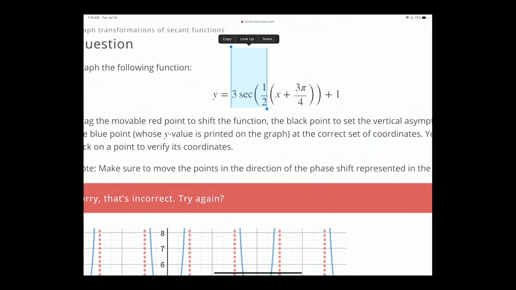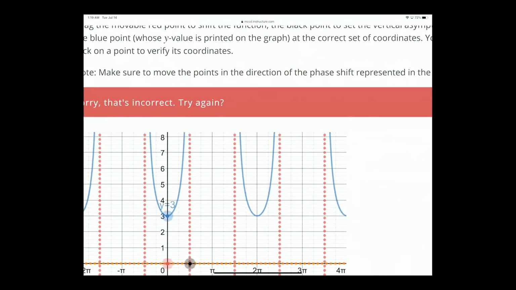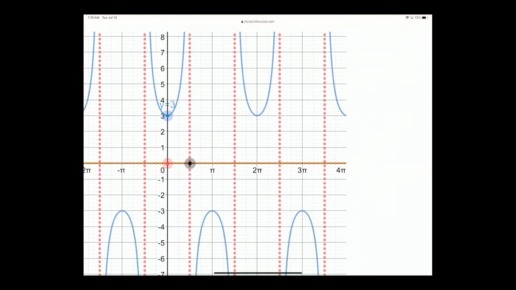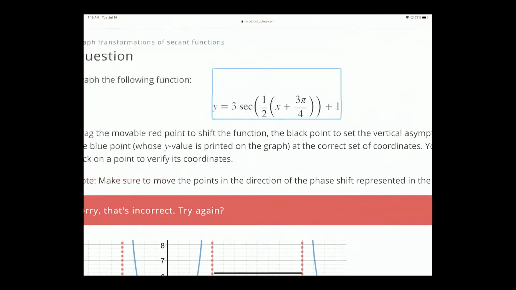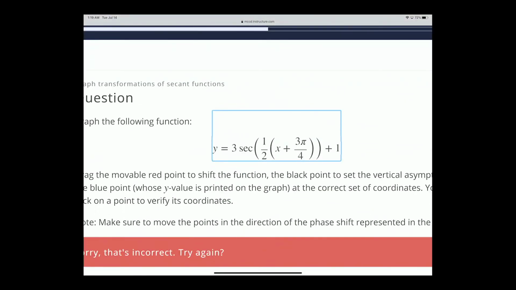What's the 1/2 do? The 1/2 is compression by 1/2, which is actually stretching it by 2. So compression by 1/2 is stretching it by 2. So I need to make it twice as wide. Easiest way to do that is to take this black dot, which is at pi over 2, move it over to pi. Now it's twice as wide. Pi over 2 to pi, right? Moved twice as wide. Okay, now we need the 3 pi over 4.